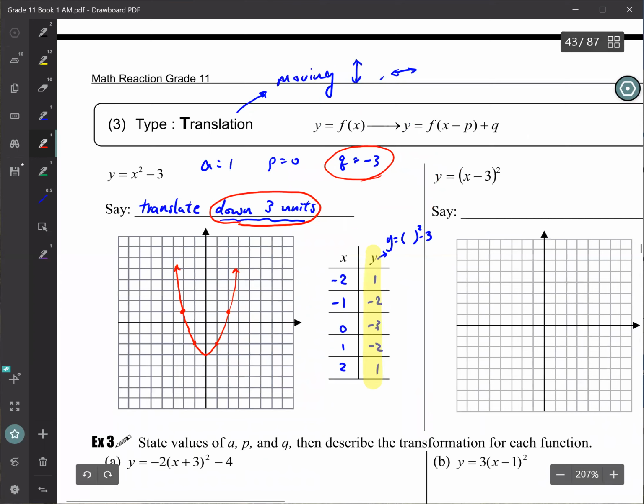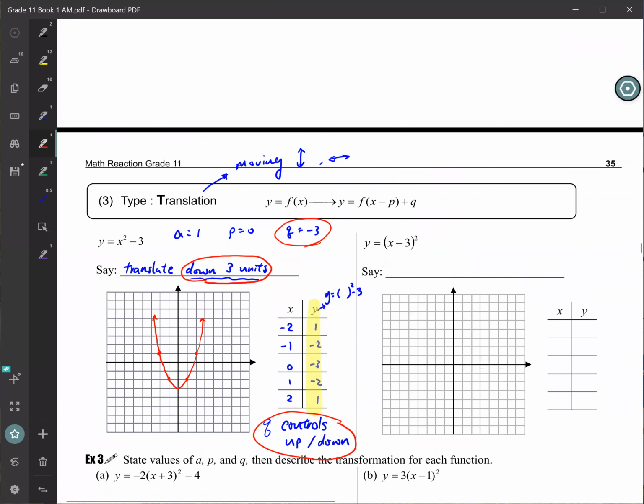So we'll write that rule down here. Q controls up or down, okay? Up and down. So this is also our rule for Q. So of course the P will control the left and right, right? You can either move the graph up and down, left and right.